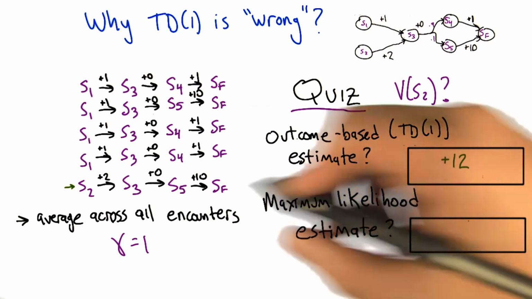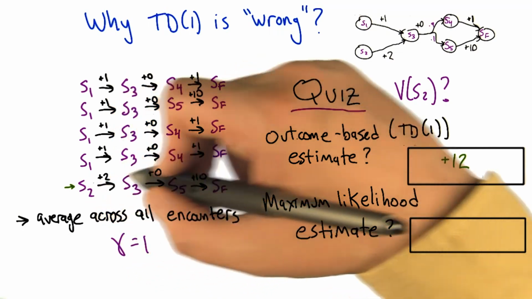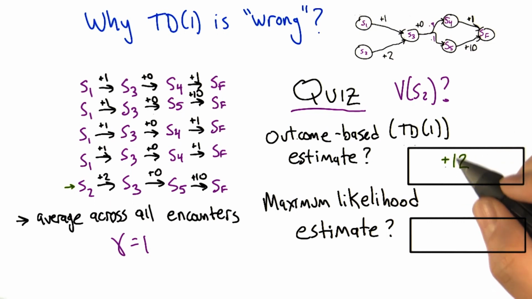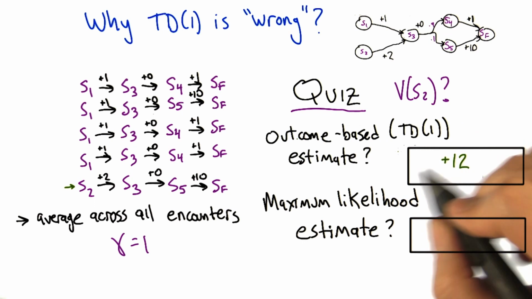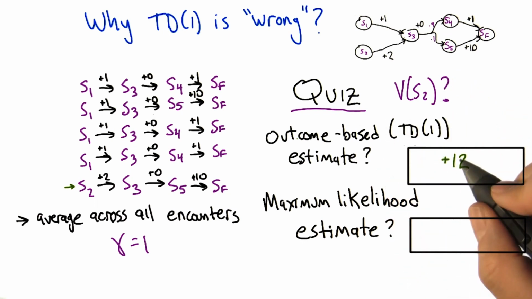So this is saying because we've only ever encountered S2 once, and the one time that we saw it, we ended up with a reward of 12 getting to the final state. That's going to be our estimate. And that's what TD1 would actually do, modulo the learning rate and how you initialize the values and so forth. But that's sort of what it's trying to be given this data.